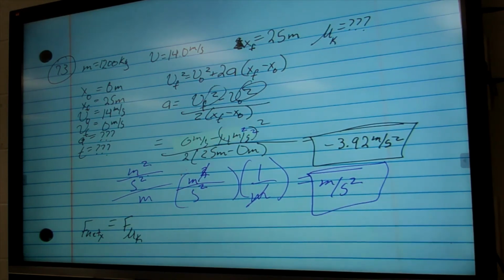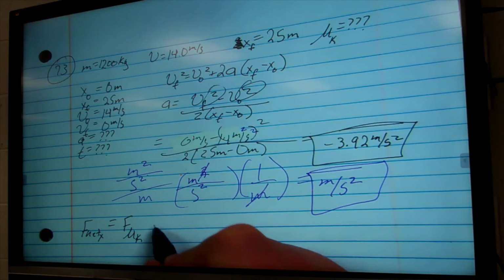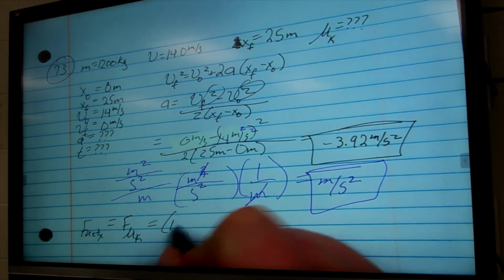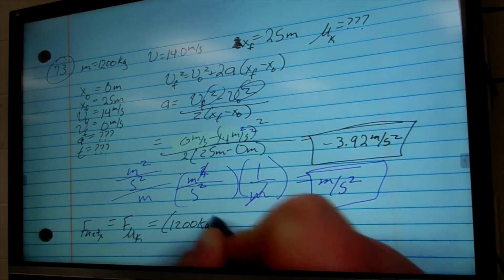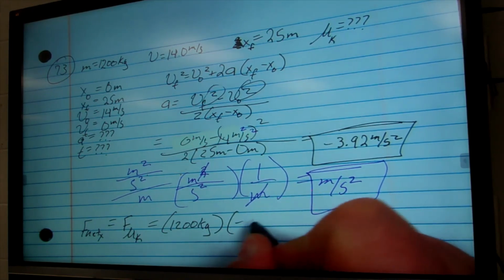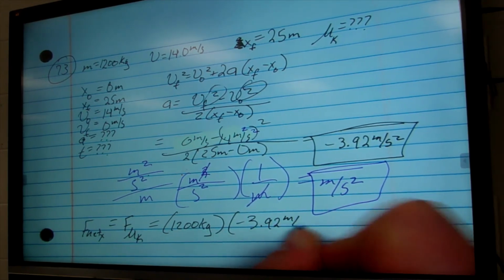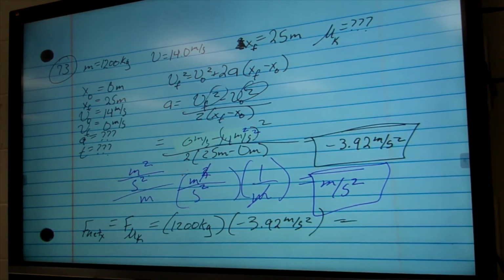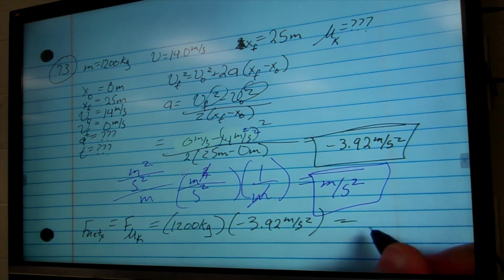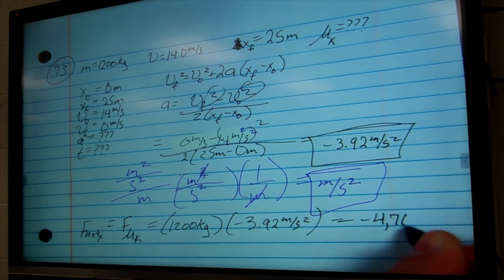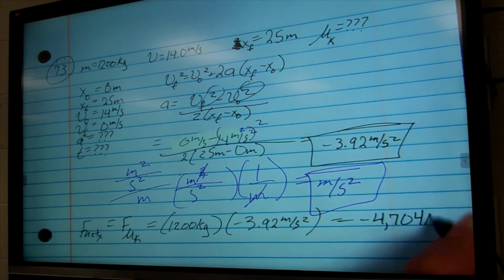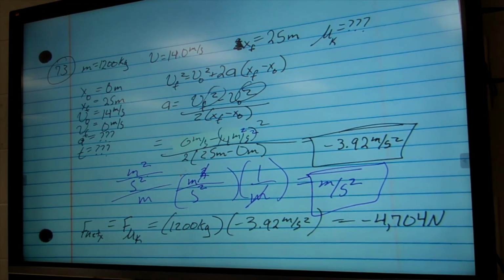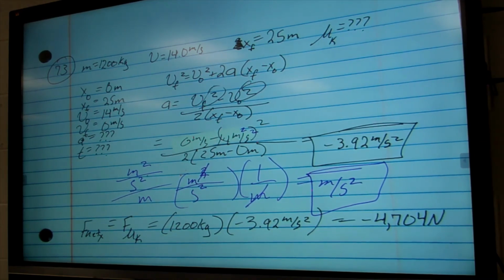So in trying to find this force, you have the mass of 1,200 kilograms times an acceleration of negative 3.92 meters per second squared. So do some math. That's negative 4,704 newtons. That's the force of kinetic friction. But I'm not trying to find the force of kinetic friction. I'm trying to find the coefficient.